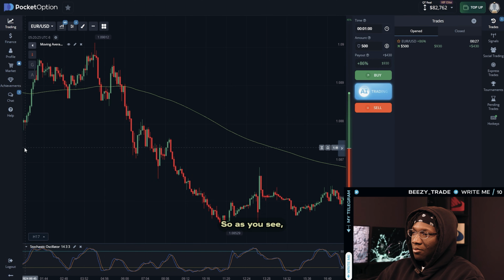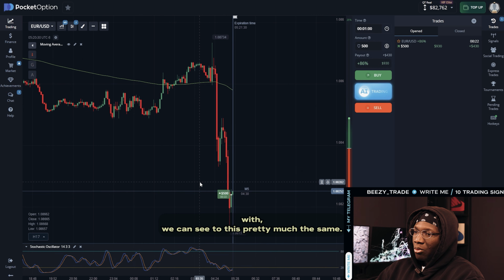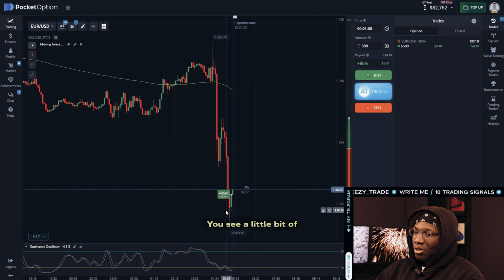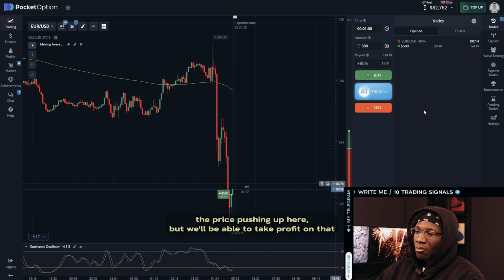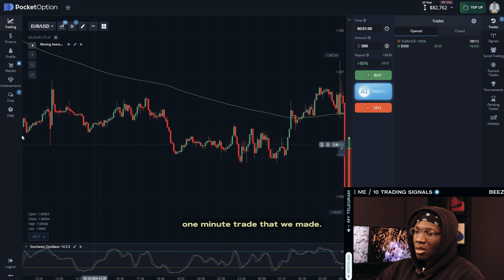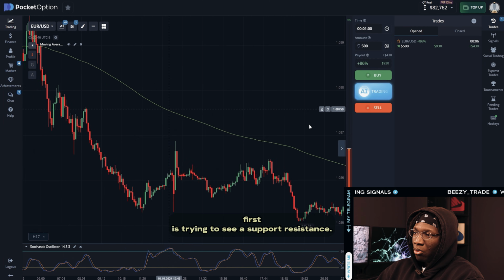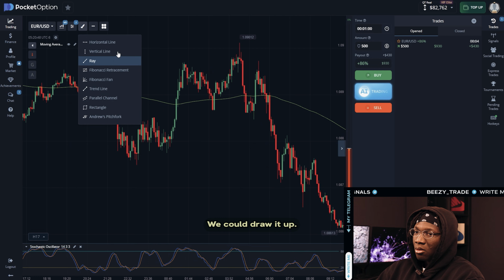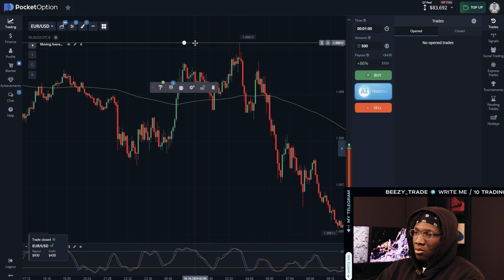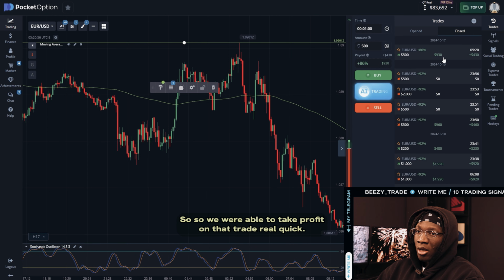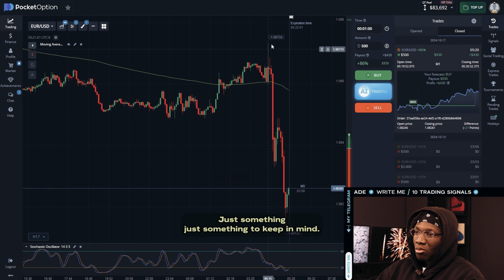So as you can see, when we get to our 5 minute, which is what we're going to be working with, we can see that this is pretty much the same. You see a little bit of the price pushing up here, but we're quickly able to take profit on that 1 minute trade that we made. So first things first is trying to see a support, resistance. We could draw it up with horizontal lines. So we were able to take profit on that trade real quick. Just something to keep in mind.